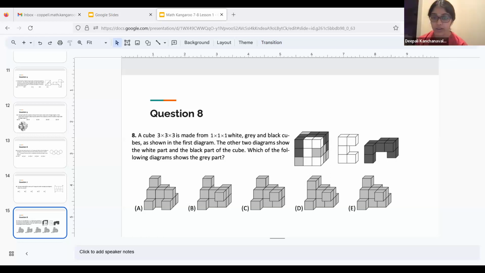Looks like most people got it. Tejasvi, why don't you explain this one?